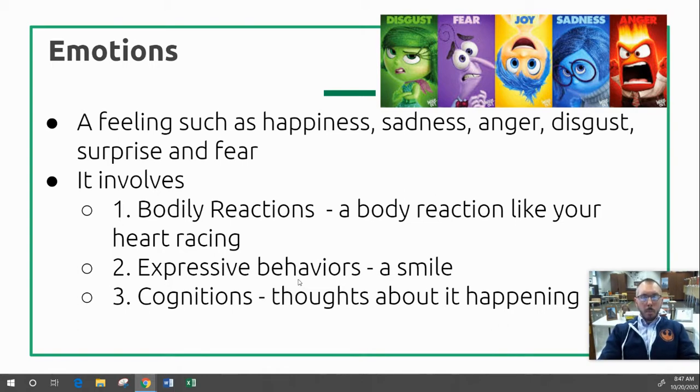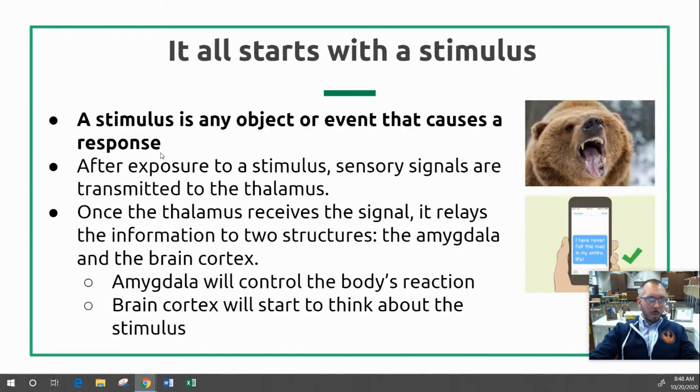And then finally, an emotion is going to have a cognition. It's going to have a thought that goes along with it. So we have those three things. Now let's go ahead and dissect those elements of emotions before we try to explain what actually causes an emotion.